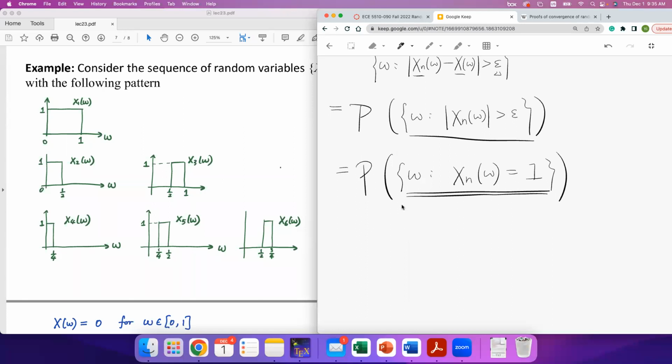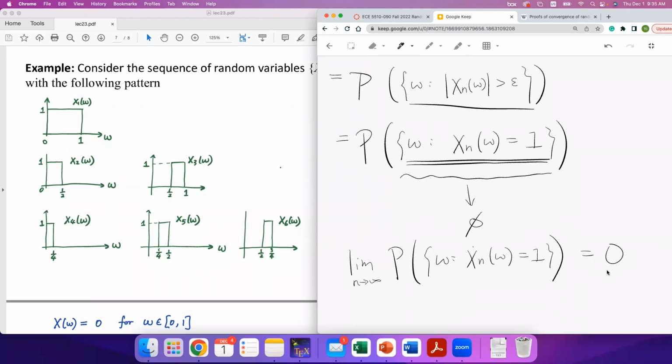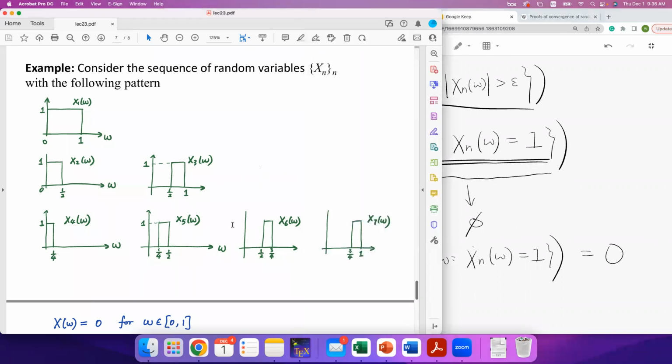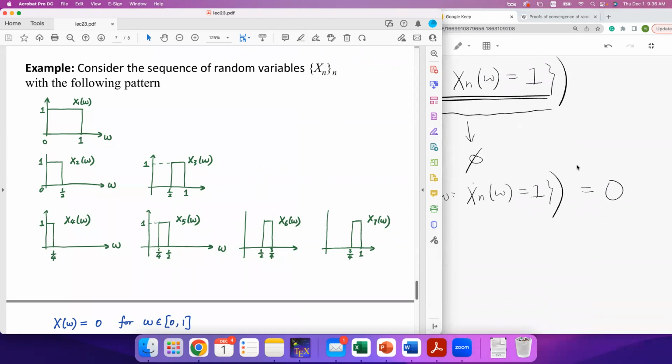So this one is converging to the empty set, right, as n goes to infinity. So we can claim that the limit, as we push n to infinity, of this is going to be 0. So as we push n to infinity, the probability measure of the support set of the nth random variable is going to be 0, because the support set is shrinking by half periodically.